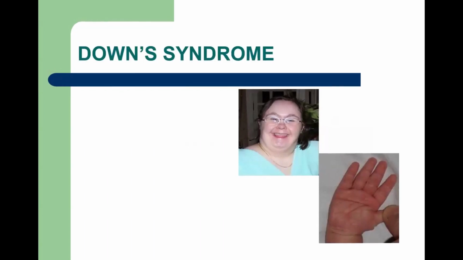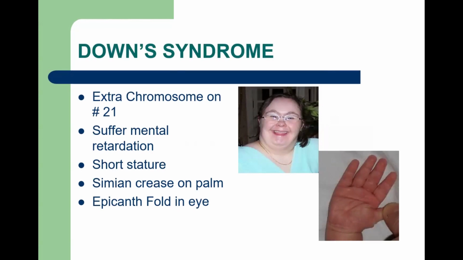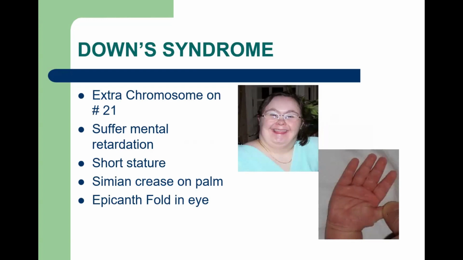And another disease is Down syndrome. Down syndrome is when you have an extra chromosome 21. So there are supposed to be two chromosomes. When you have an extra chromosome there, it changes from 2 to 3. And of course, the condition is called Down syndrome.